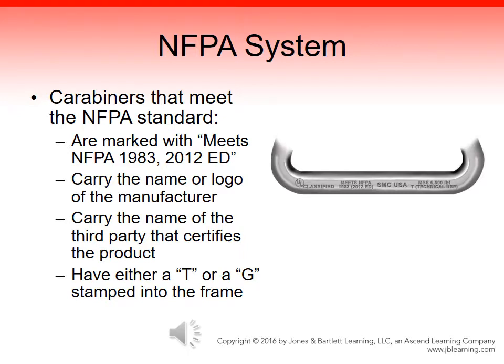Note that in past editions of NFPA 1983, the T rating was known as L, or lightweight. Remember these ratings throughout the course because they will be very similar when discussing other types of rope and rope equipment.